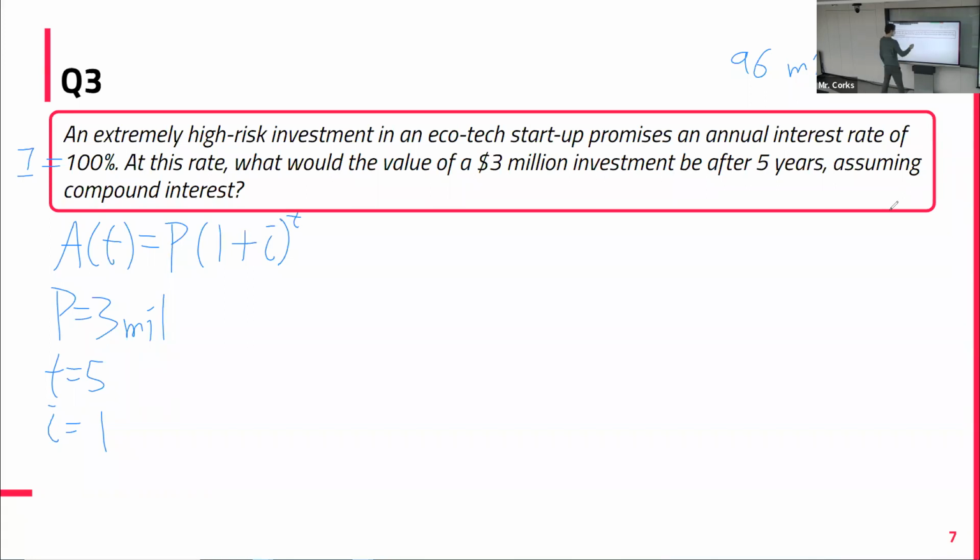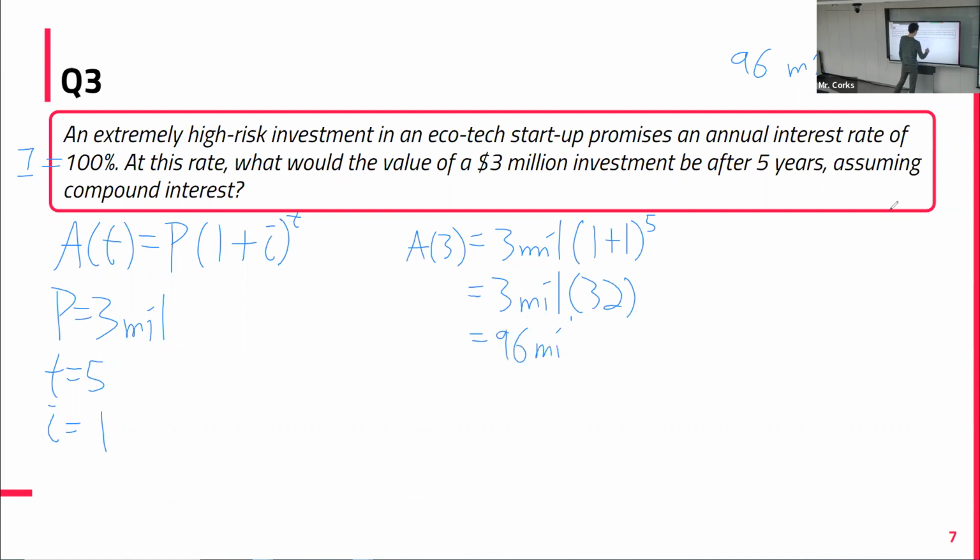All right, and we just put in all the parts. So A here is 3 million times (1 plus 1) to the exponent 5. So that's 2. 2 to the exponent 5 is 32. So 96 million. All right. So a nice short question here. Yes, next question. Everyone's ready.